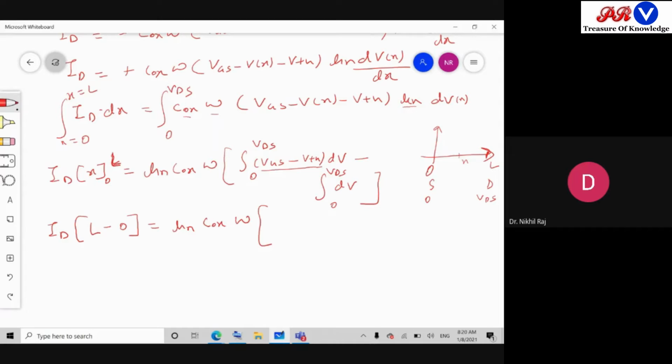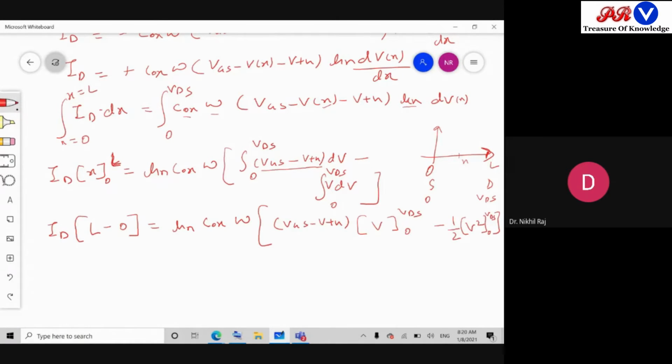Integration of this is VGS minus VTH. So we are sweeping across the channel, that is, we are varying the voltage up to VDS. So VGS is constant here. So this VGS minus VTH is nothing but a constant value, and integration of dV will be V, and the limits we will put here 0 to VDS, minus integration of, sorry, here V is left, V dV. So integration of V dV will be half V square, and the limit will be 0 to VDS.